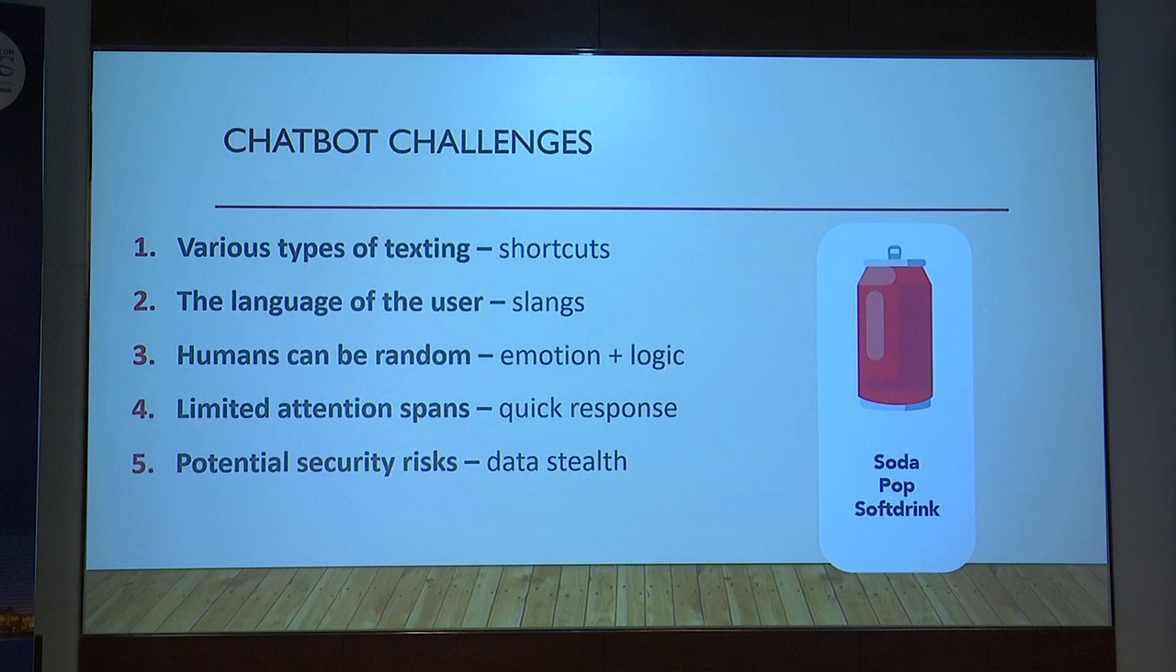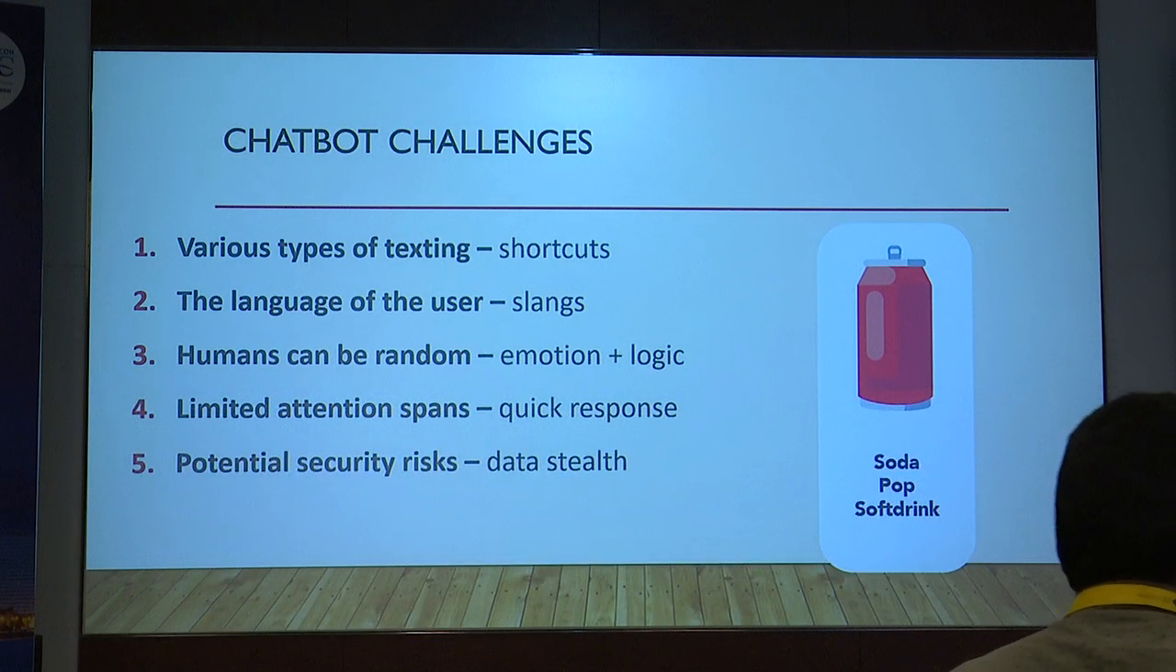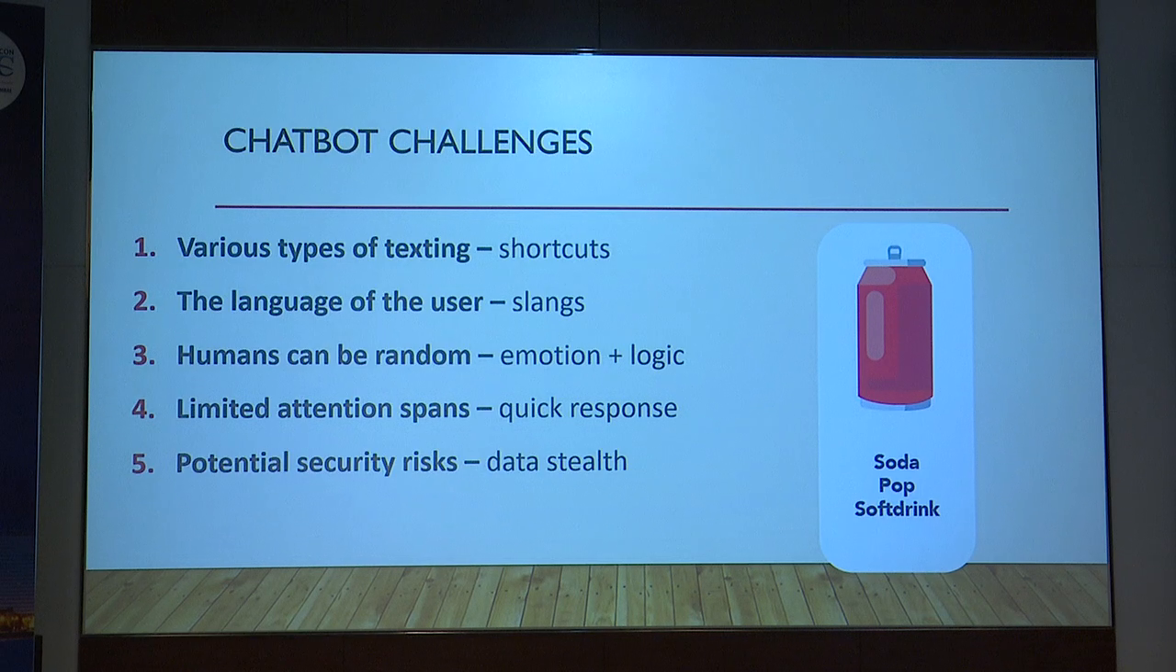And humans can be random. They not only work on logic, they also work on emotions. For example, sometimes if the patient or the user is on the online platform, they may be asking for suggestions, like which thing I have to buy or which path I have to go. And sometimes they just need the information, not only the suggestions.